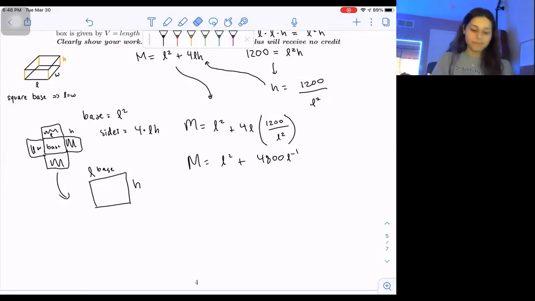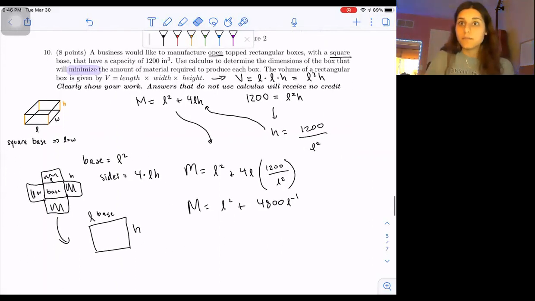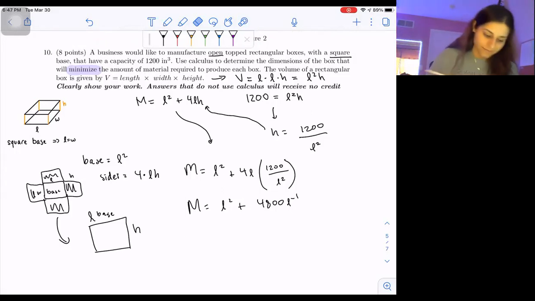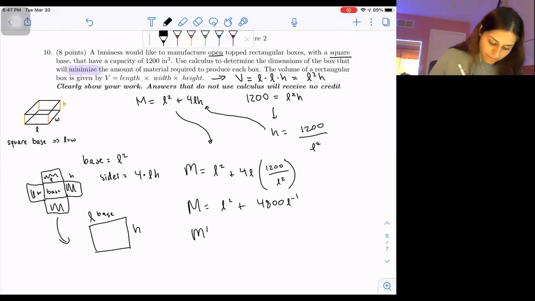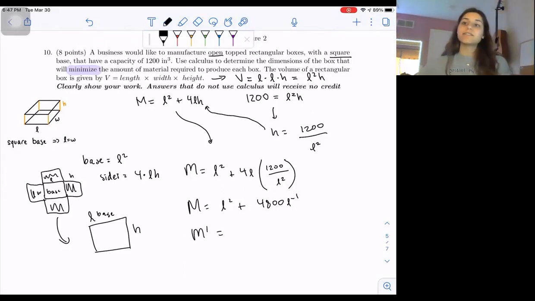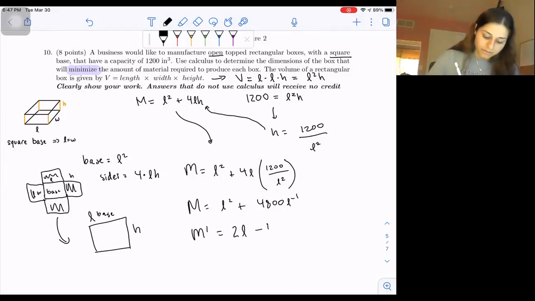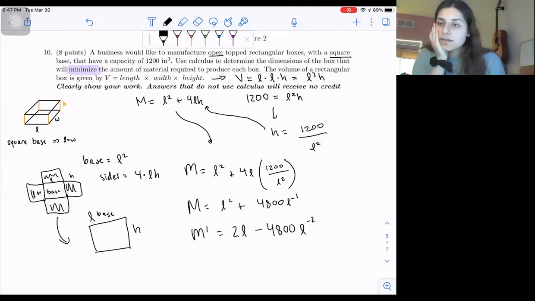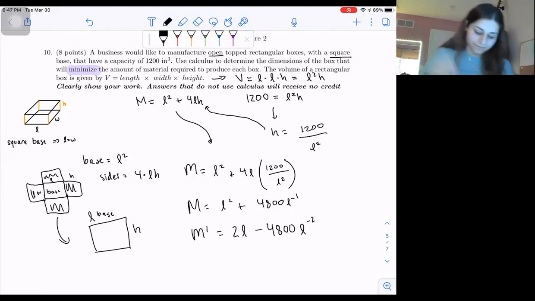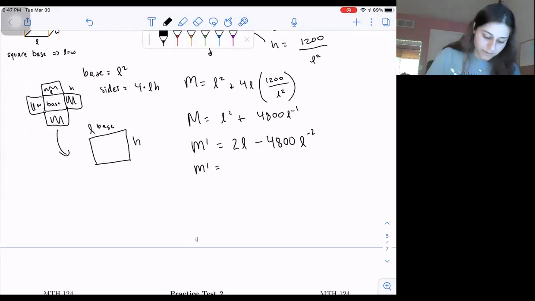And then we want to find the maximum, just kidding, we want to find the minimum amount of material required to produce each box. Maximums or minimums, we can use critical points. So take the derivative of m, set that equal to 0, and we'll find our critical points. All right, so derivative of m. I set it up real nice. Now we just have to use the power rule. That's 2L, and that'll be minus 4,800 times L to the power of -2.